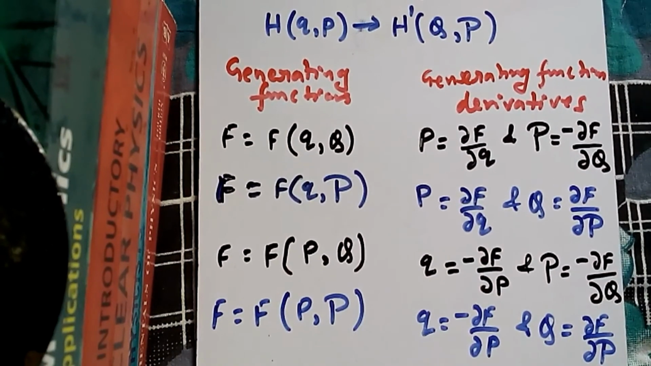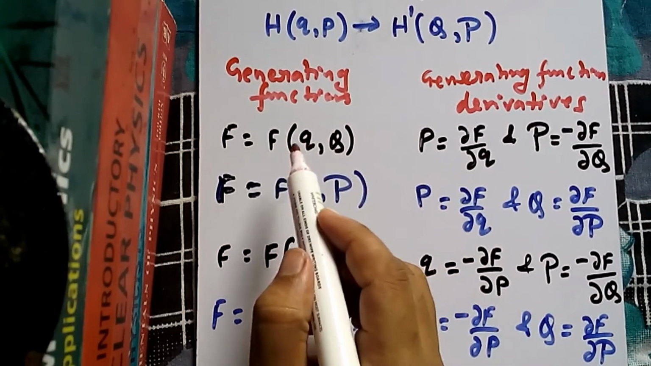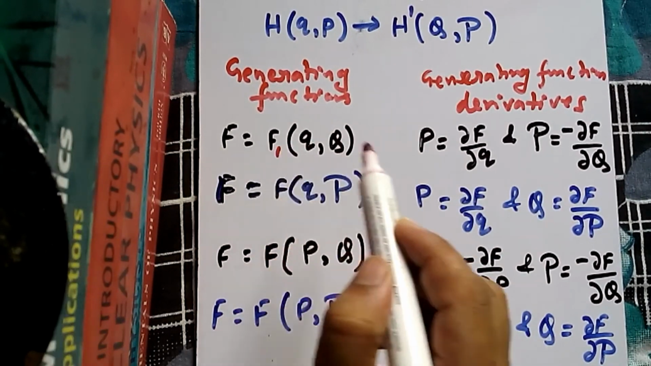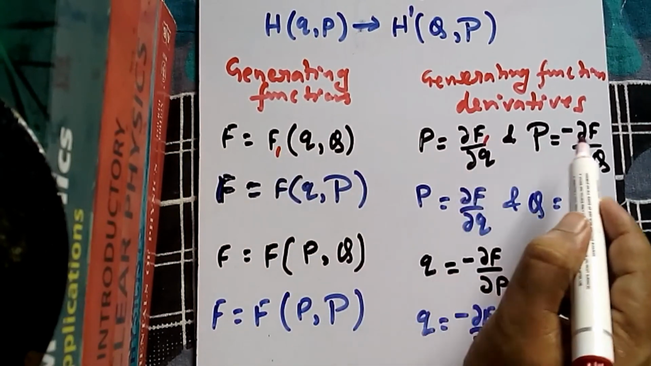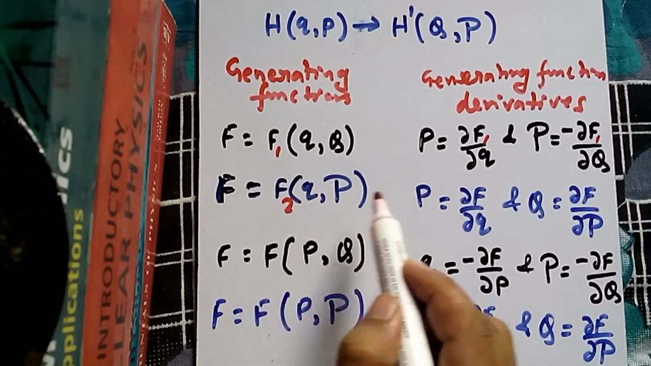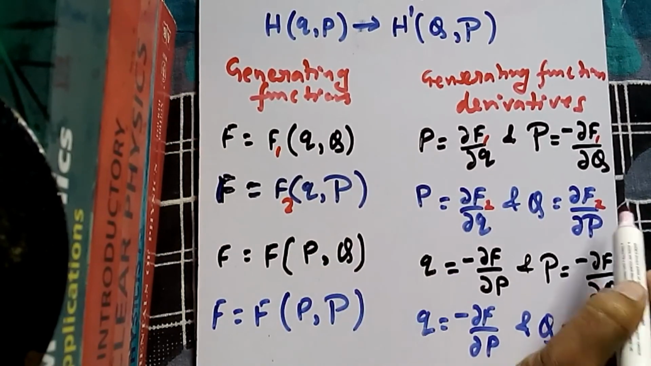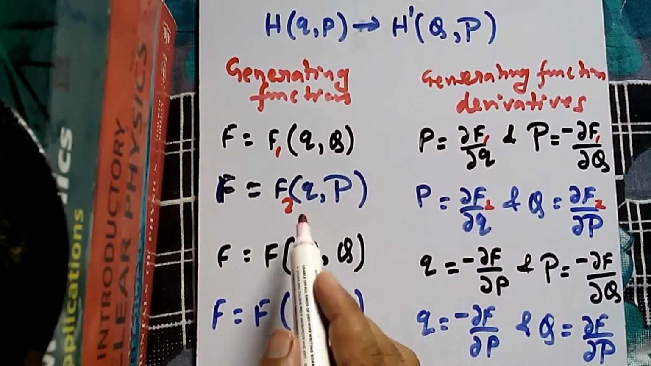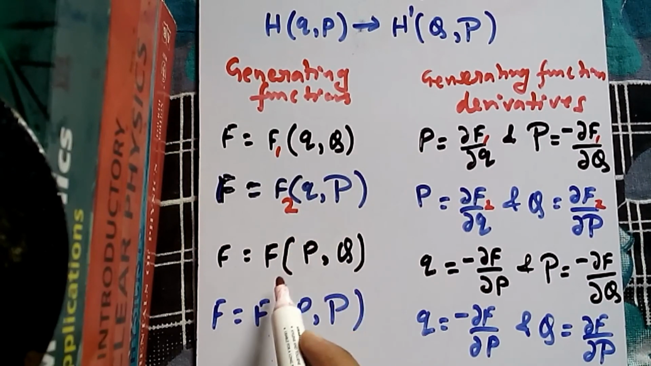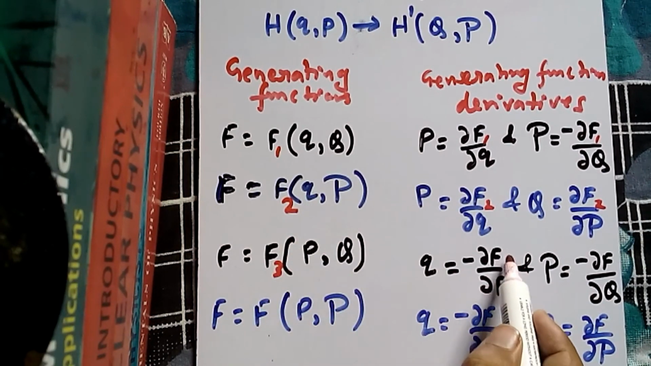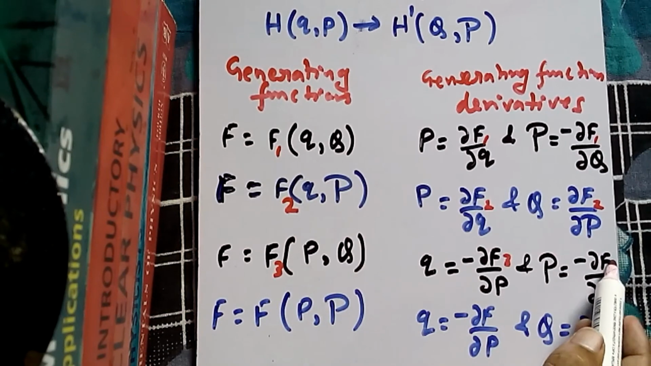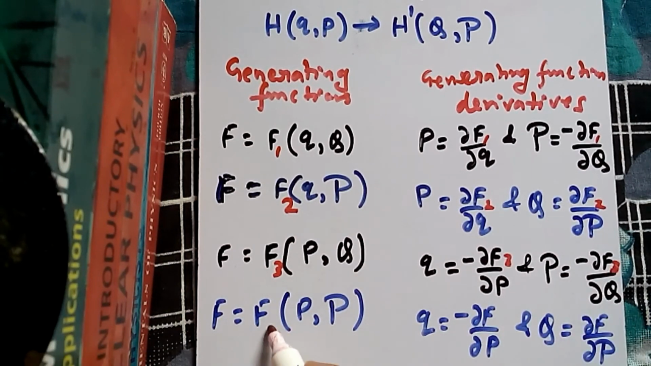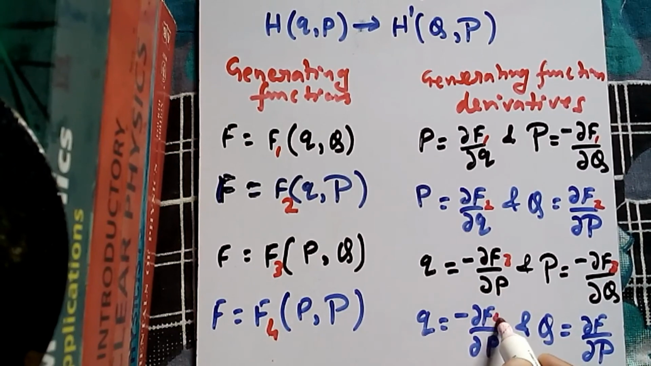Now in some textbooks you would also find that this could be written as F1, this can be written as F2, otherwise not important in a certain problem. This is F3, and the fourth is generally written as F4.